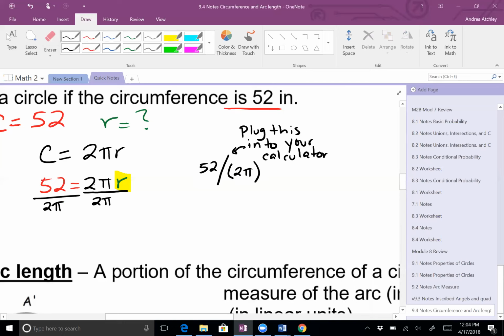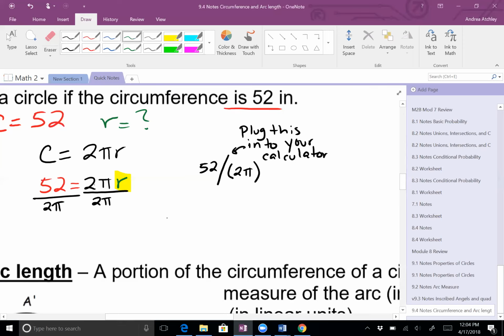So you need to plug it in like this. Because without those parentheses, it's going to go 52 divided by 2 and then times pi. That's what it's actually doing if you don't use the parentheses. Okay, so that's why you get the different answer.